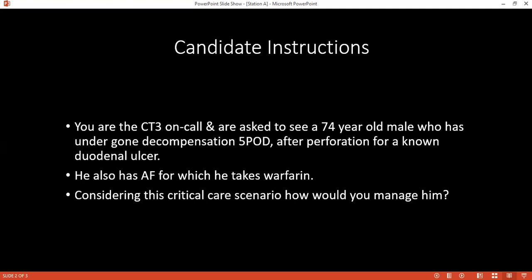For rate control, we can give a beta blocker. For rhythm control, we can give amiodarone, 300 milligram over 30 minutes, then 900 milligram over 24 hours. If it's still not controlled, then we can give DC cardioversion shock. And we can give anticoagulant.